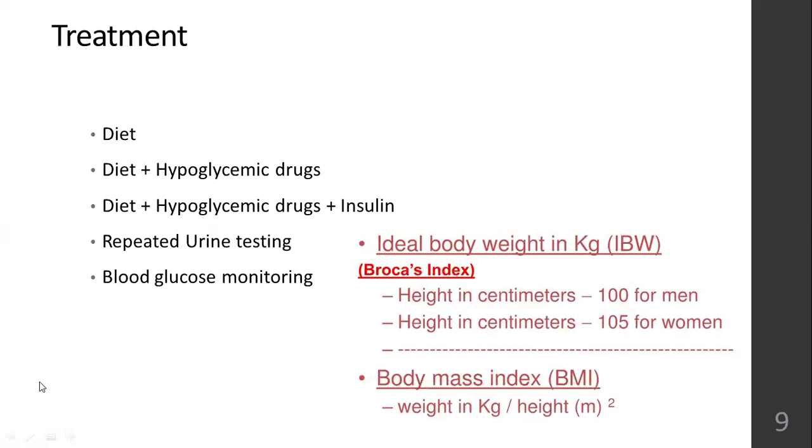Diet: there are a lot of food exchange lists. You can WhatsApp me if you need the food exchange list. I'll forward you the diabetes food exchange list, so you can go through those articles to understand.